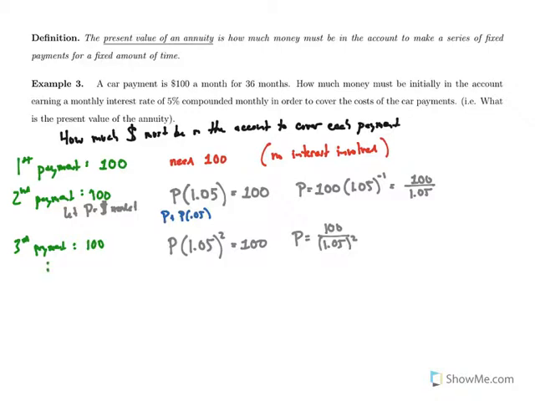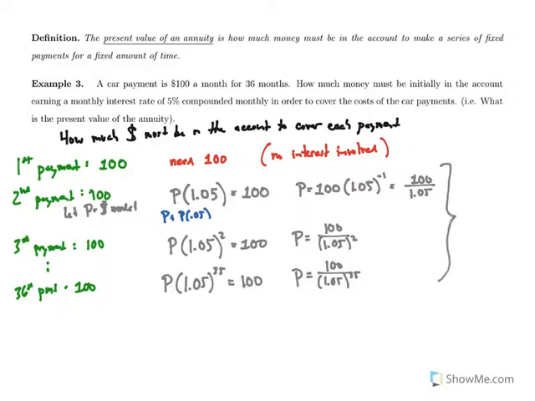And we can do that all the way to the 36th payment. Here we're going to have P, but we're going to have 1.05 to, it's going to be in that account for 35 months, equal to 100. So P is going to be equal to 100 over 1.05 to the 35th power. So adding all this up, this is how much money we need total.